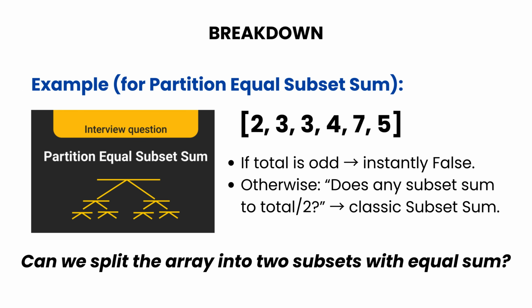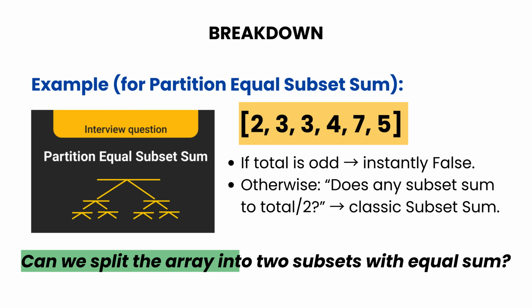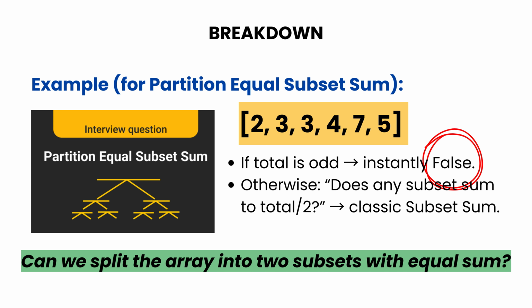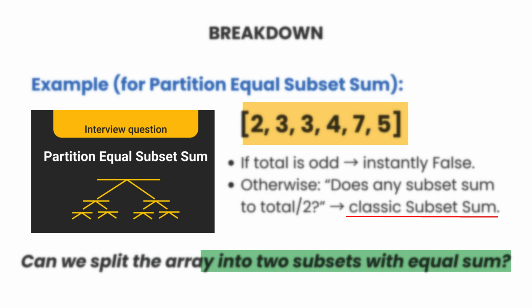Breakdown. We get an array of positive integers called nums. Can we split it into two subsets with equal total? If the total sum is odd, the answer is immediately false. Otherwise, we just need to know whether some subset sums to total divided by 2, classic subset sum.